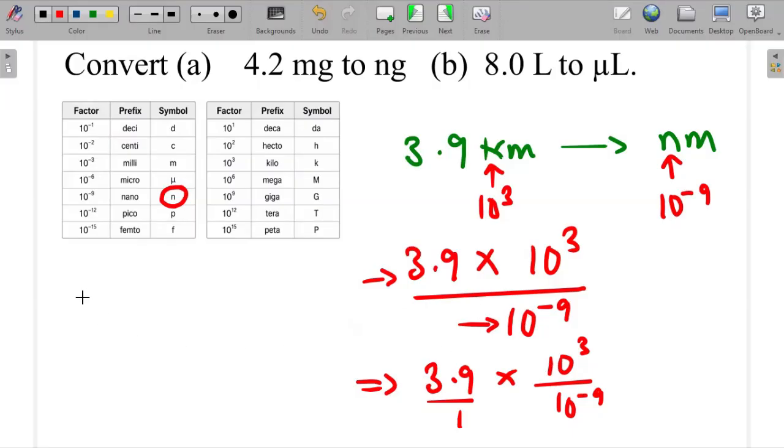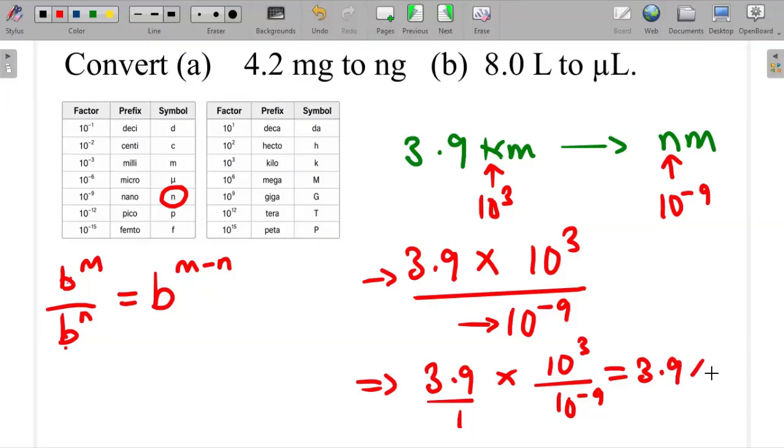Now remember, if we have the same base, let's say b to the power m divided by b to the power n, then I can simply write b to the power m minus n. That's the rule. So here the 3.9 remains intact, multiplied by 10, and then the power will be 3 minus, and this one already has a minus, so you put that minus in the brackets like that.